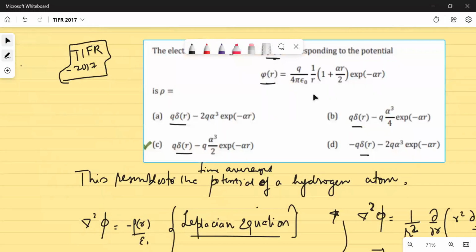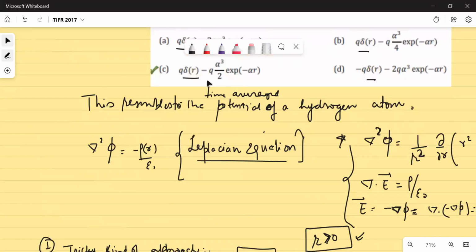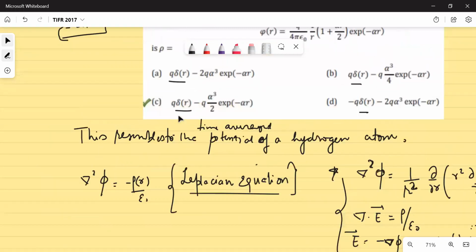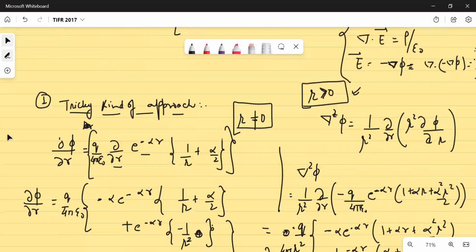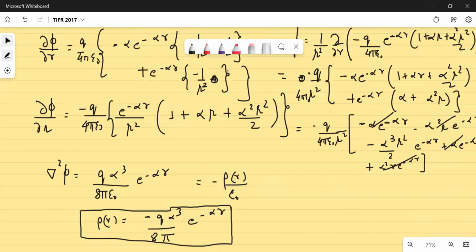So what you can think is probably while answering this particular problem, they might have taken this in CGS units. And in CGS units, your 4 pi epsilon naught is 1. So overall, this 2 can be expected. Otherwise, I do not expect 2 here. But somehow the TIFR problem has given this as 2. So overall, when I evaluate, it will come as minus q alpha cube upon 8 pi. So had I written this particular 8 pi epsilon naught as 1 here itself, then obviously I would have got 2. So don't worry about it.